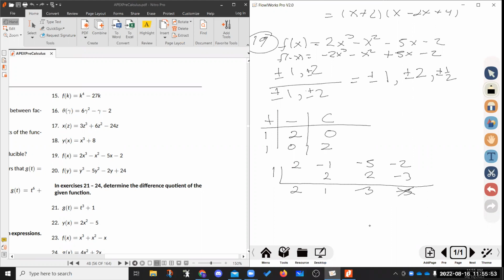That's not 0. My synthetic division should give me my function value when I'm done. So that's not right. 2, -1, -5, -2, 2, 4, 3, 6, 1, 2. There we go. Okay, so that tells me that this factors into x minus 2 times 2x squared plus 3x plus 1. That's easier for me to factor.